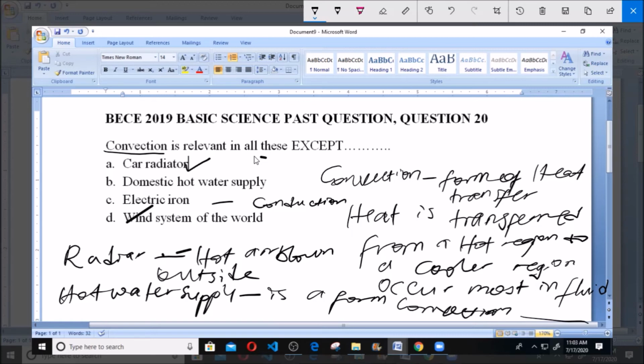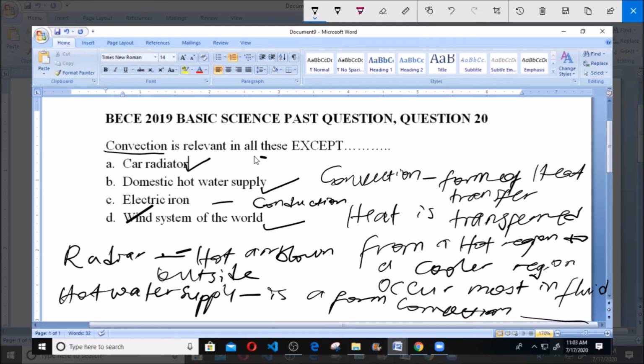Now the wind system of the world. When there's a hot wind, the wind begins to blow from the hotter side to the cooler region, and this is convection. So car radiator undergoes convection, domestic water supply also exhibits convection, electric iron does not exhibit convection, it exhibits conduction, and the wind system of the world exhibits convection.